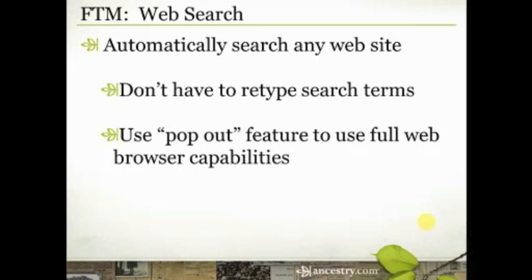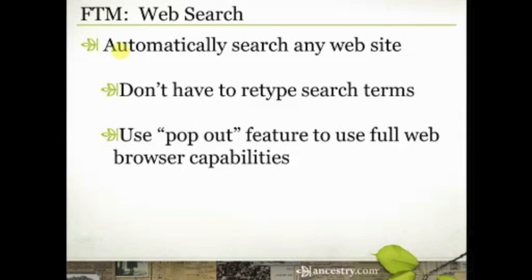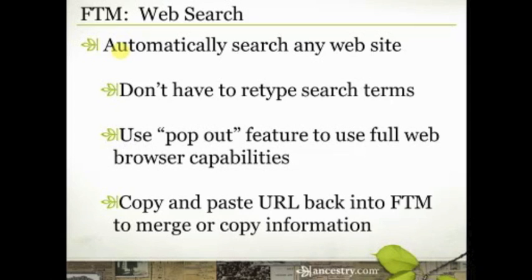You can use that pop out, that's what I call it, that pop out feature here on this little thing where you just open it in a new window and it will take whatever you are looking at and put it into your default web browser, whichever one you have set as the default of choice, so that you can use your full web browser capabilities. And then if you want to merge or copy information, you can copy and paste the URL from your web browser back into Family Tree Maker to be able to access that or merge that information into Family Tree Maker. Hopefully that all makes sense.